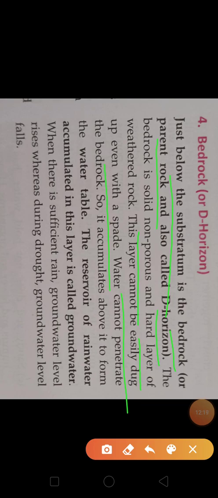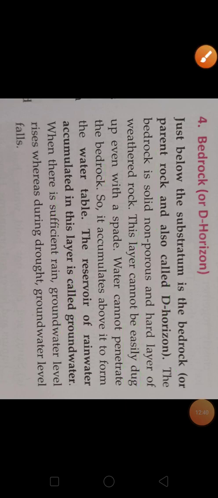The water that is found there is above the bedrock. Okay, the water table is found above the bedrock. So the reservoir of rainwater accumulates in this layer, called groundwater, and this groundwater is just above the bedrock. Okay, clear?